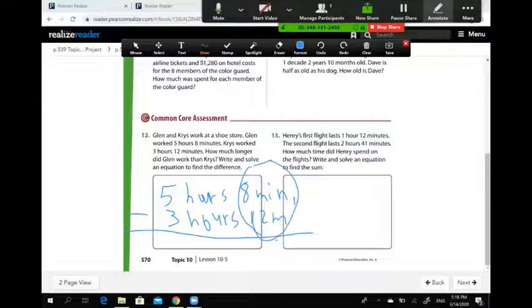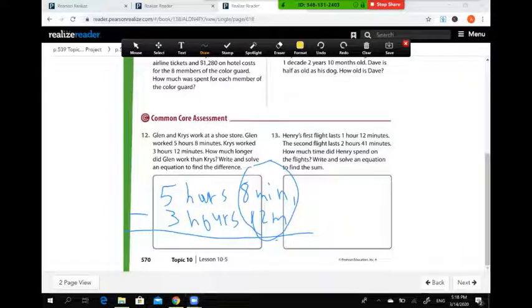So 8 minutes minus 12, we cannot do it. So I will take 1 hour from the 5 hours. The 5 hours will be 4 hours, and the 1 hour I will put as minutes. It will be 60 minutes. I will add it to the 8 minutes, which will be 68 minutes. Now 68 minutes minus 12: 8 minus 2 equals 6, and 6 minus 1 equals 5. So 56 minutes. And how many hours? 4 minus 3 equals 1 hour. So 1 hour and 56 minutes.